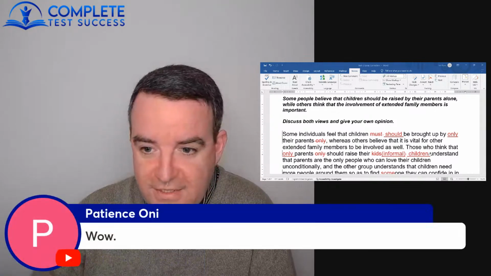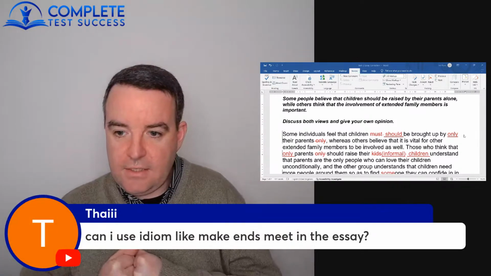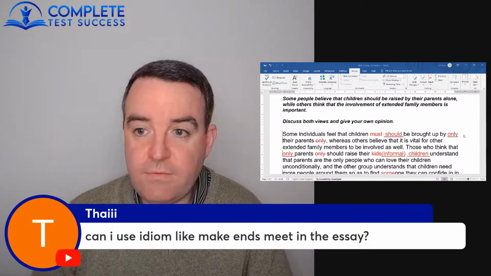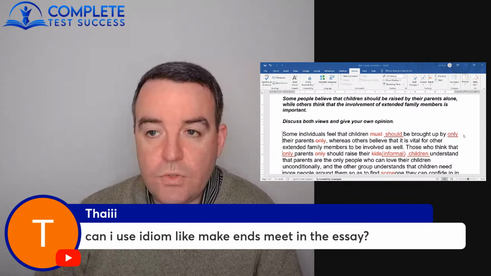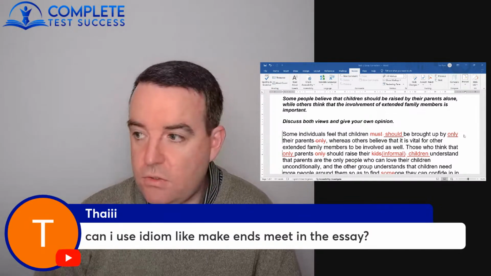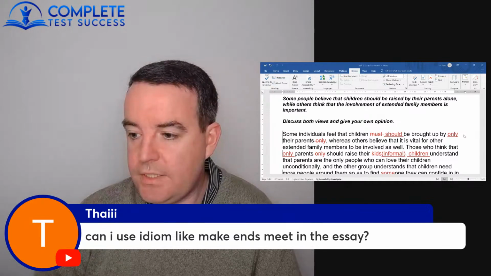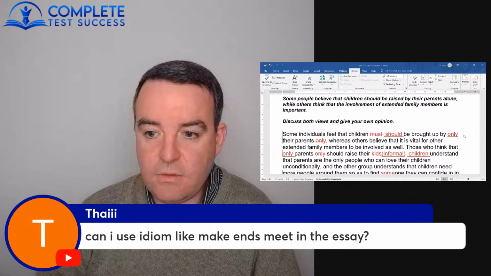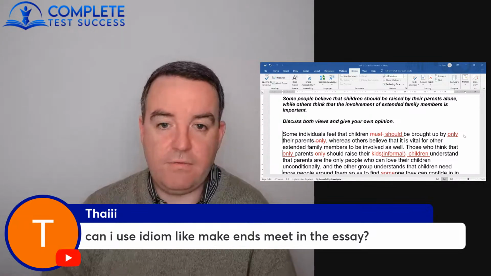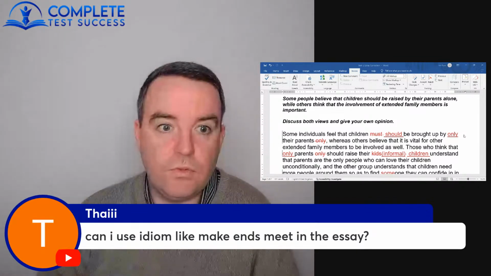Patience says wow. Yep, I agree, definitely. Can I use an idiom like "make ends meet" in the essay? Yep, "make ends meet" is fine. Just don't use very old-fashioned idioms like, you know, "it's raining cats and dogs," or that type of thing. You need to use normal everyday language that is used commonly in modern English. And if you're using idioms that are outdated, that's not a good approach.